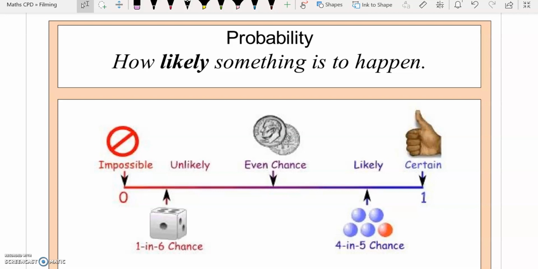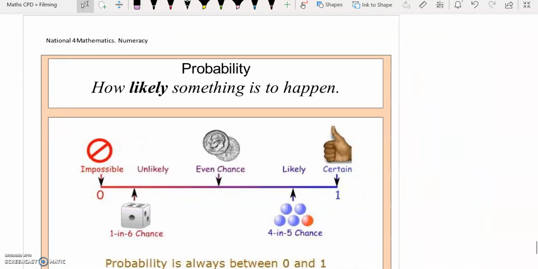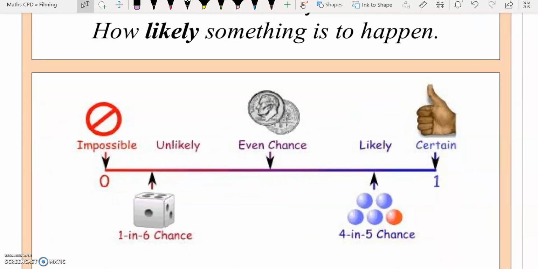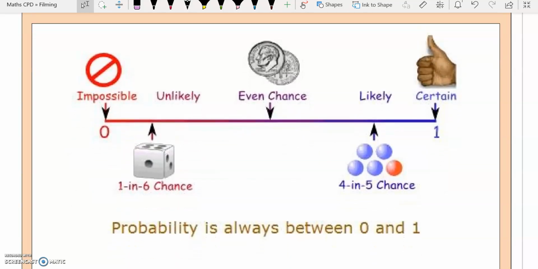If we look at this diagram here, the probability of rolling a heads is 50-50 because there's 1 out of 2 ways to do something. If we look at the dice, there's a 1 in 6 chance of landing on a 4. Okay, so that's quite unlikely. So the higher chance there is of something happening, the higher probability there will be.